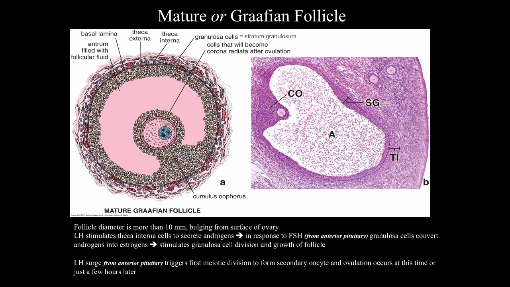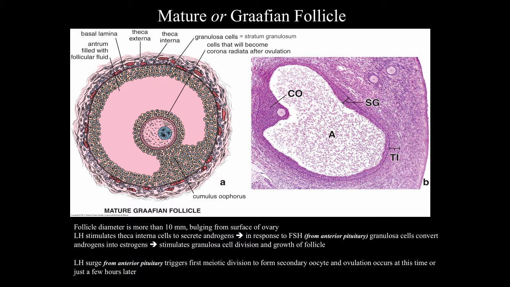Luteinizing hormone stimulates theca interna cells to secrete androgens. This leads to the secretion of FSH from the anterior pituitary, and the granulosa cells will convert androgens into estrogens, and that's going to stimulate granulosa cell division, so the follicle is going to get larger and you'll get greater numbers of these granulosa cells. The LH surge from the anterior pituitary is going to trigger the first meiotic division, so you'll actually form the secondary oocyte, and ovulation is going to occur either at that time or just a few hours later.